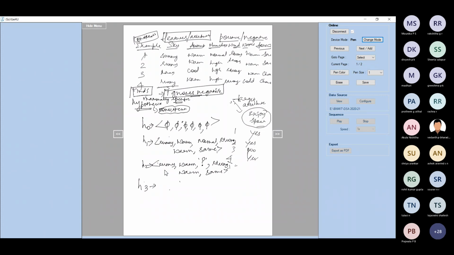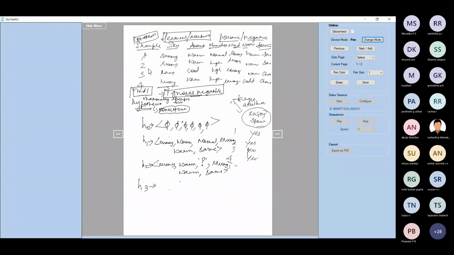Why? Because if I ask you whether H2 is consistent with the third training example, please listen to my question. Is H2 consistent with the third training example? Consistent means whatever H2 indicates, X3, the third training example, should also indicate the same.